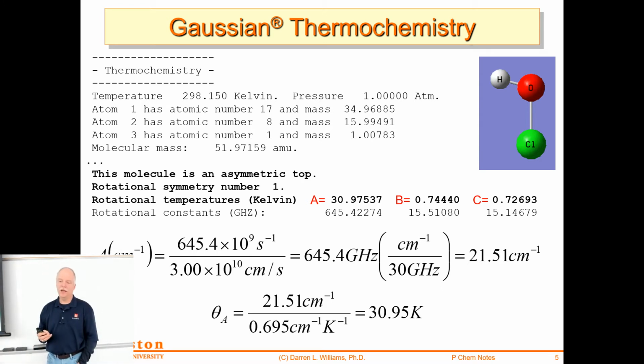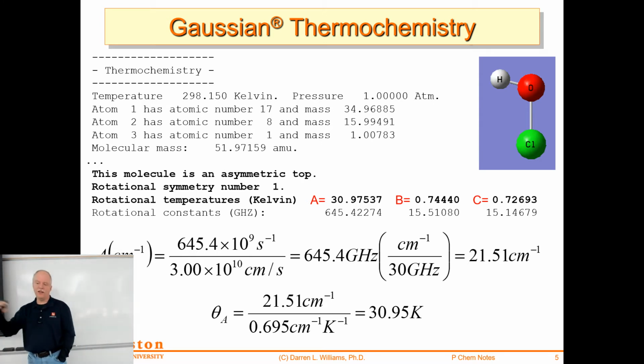And then dividing that by 0.695, which is Boltzmann's constant, we can convert it to a rotational temperature. And we see the result, 30.95 Kelvin, and that matches what we have, at least to the digits that we used, the output in Gaussian. So that's where those rotational temperatures came from. It's just reporting the rotational behavior in two different units, Kelvin and gigahertz.